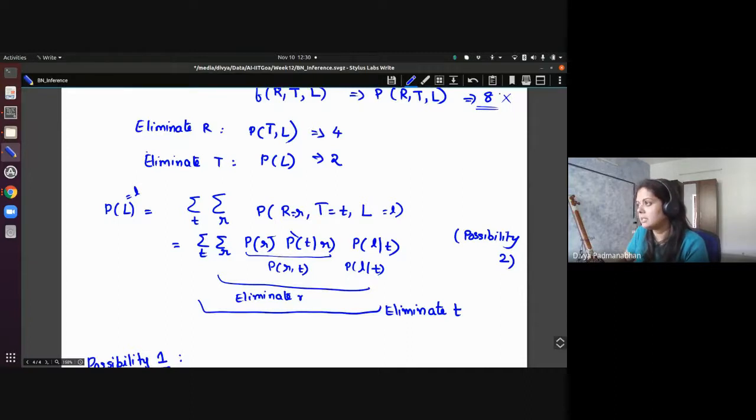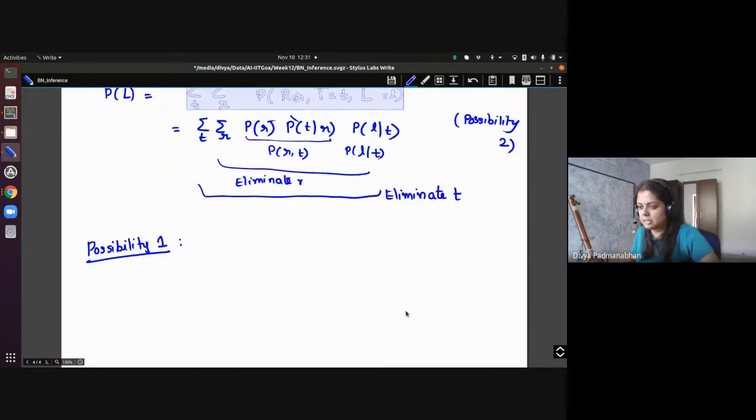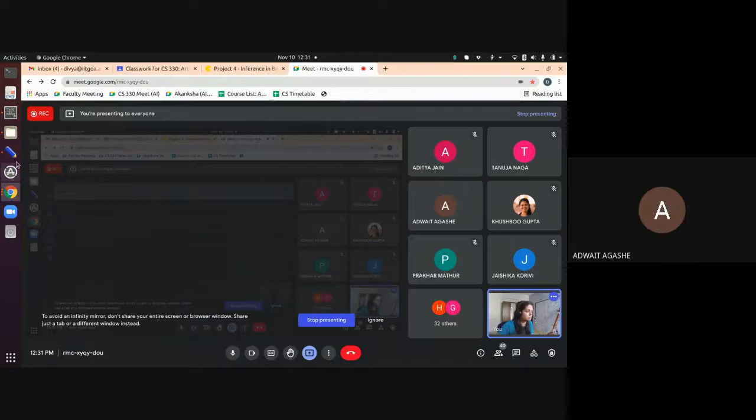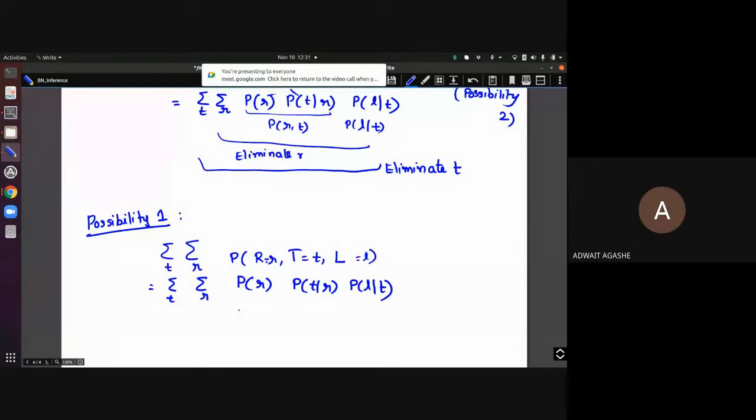Let me write this down again. This was the ultimate thing that we had, and it boiled down to P of R, P of T given R, and P of L given T. Tell me what you're saying. I heard multiple things, so I wanted to work this out. Advait, you want to say what? We just took P of L given T outside of the first summation over R because it does not have the R variable.